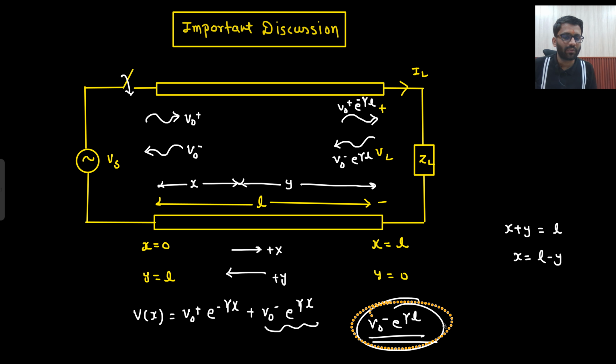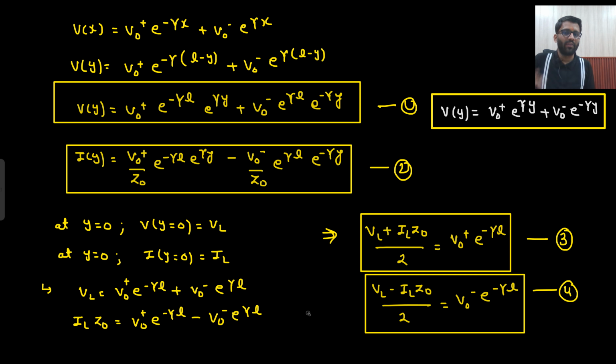And when I write down in terms of y, this is the equation I am getting: (V naught plus e to the power minus gamma L) e to the power gamma y plus (V naught minus e to the power gamma L) e to the power minus gamma y. But this is what we studied. Now you are thinking that, sir, all the derivation would go wrong. No, all the derivation will not go wrong. Let's check that out.